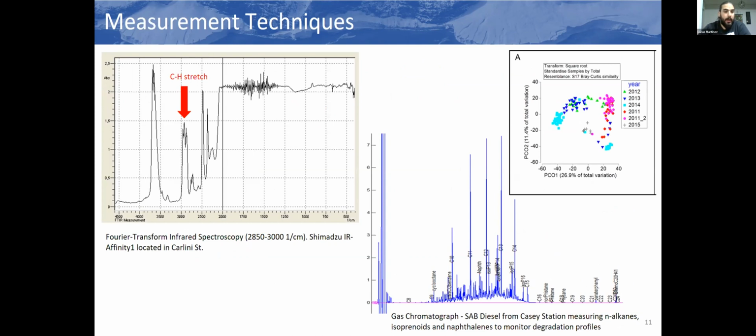Spectrophotography. Excuse me, Lucas, you're at 10 minutes, just letting you know you need to wrap up.